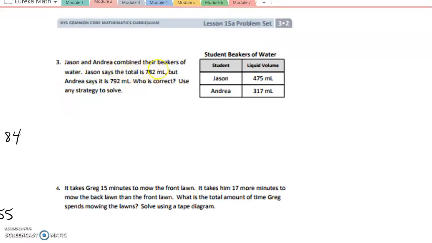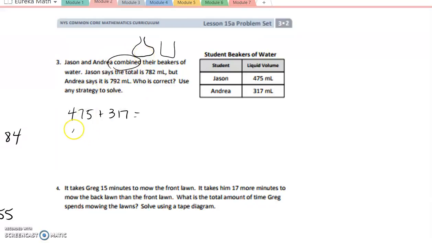All right, 2 more. Jason and Andrea combined their beakers of water. A beaker is kind of a container. It could look like this or like this. That's what scientists use. Jason says the total is 782 milliliters, but Andrea says it's 792 milliliters. Who is correct? Use any strategy to solve. Well, I'm just going to use expanded form since that's what we're practicing in this lesson. So I've got 475 plus 317. That's what we need to solve to figure out how much they are combined.